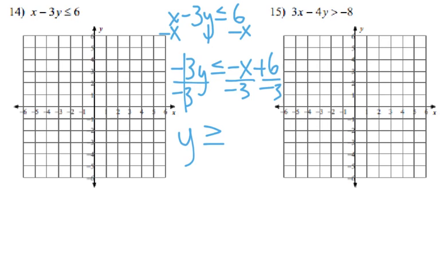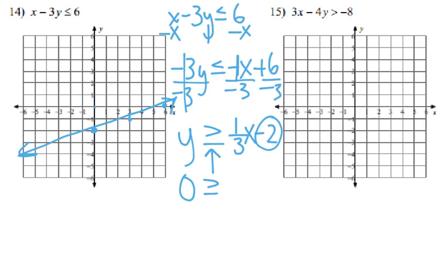Well, x divided by 3 is 1/3 x, right? 1 divided by 3, it's like 1x over 3. Negative over negative makes it positive. 6 divided by -3 will give us -2. So, y-intercept of -2. Slope of up 1 to the right 3. Solid or dotted? Solid.